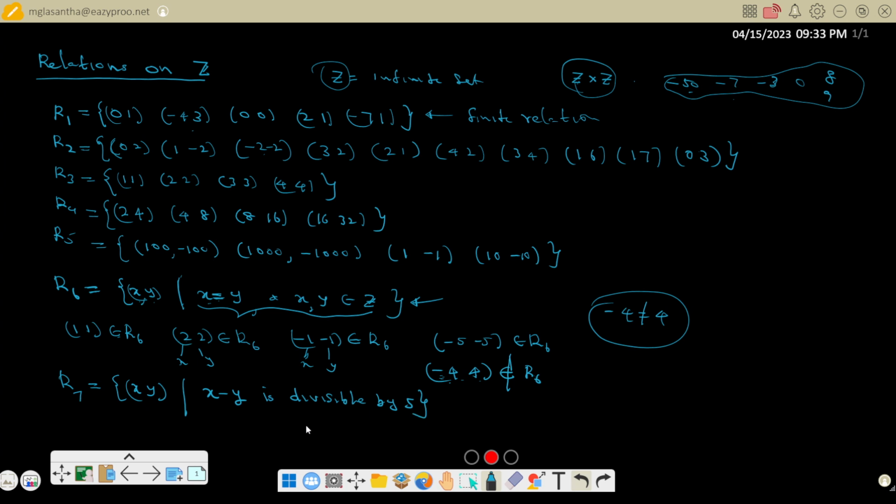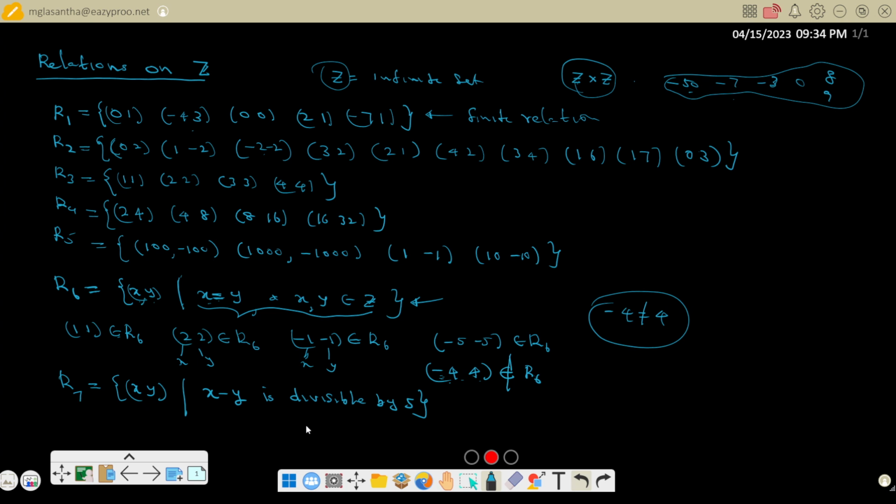Here R1 is a finite relation, R2 also finite, R3 also finite, R4 also finite, R5 also finite, but R6 is an infinite relation. R7 is also an infinite relation, right? All these relations depend on Z, the set of integers. Okay? Is it clear?